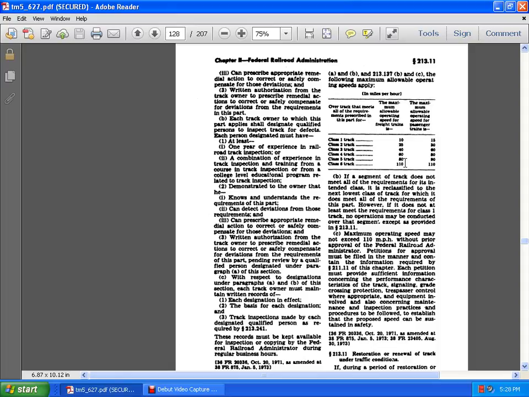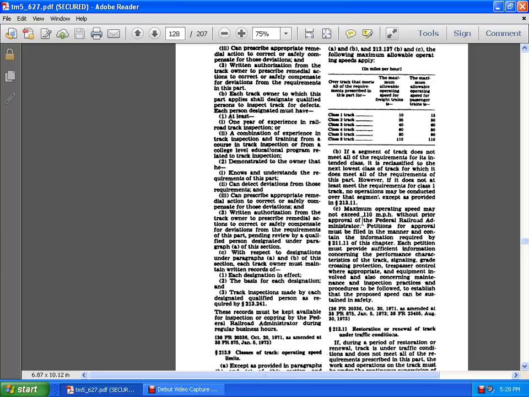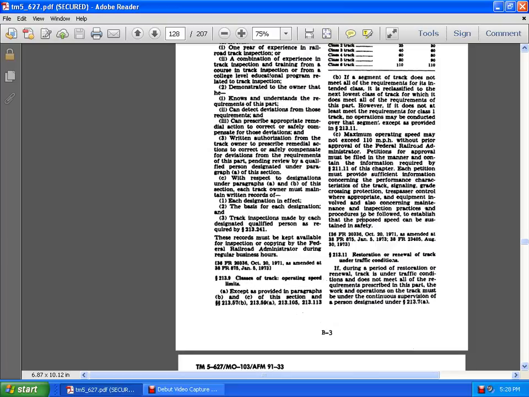The petition must provide sufficient information concerning the performance and characteristics of trackage, signals, and grade crossing protection, trespasser control, the appropriate equipment involved, and also concerning maintenance and inspection practices and procedures followed, to establish that they propose and sustain safety. 36 FR 20336, October 1971, amended in 38 FR 875 and January 5th, 1973, 38 FR 23045, August 30th, 1973.